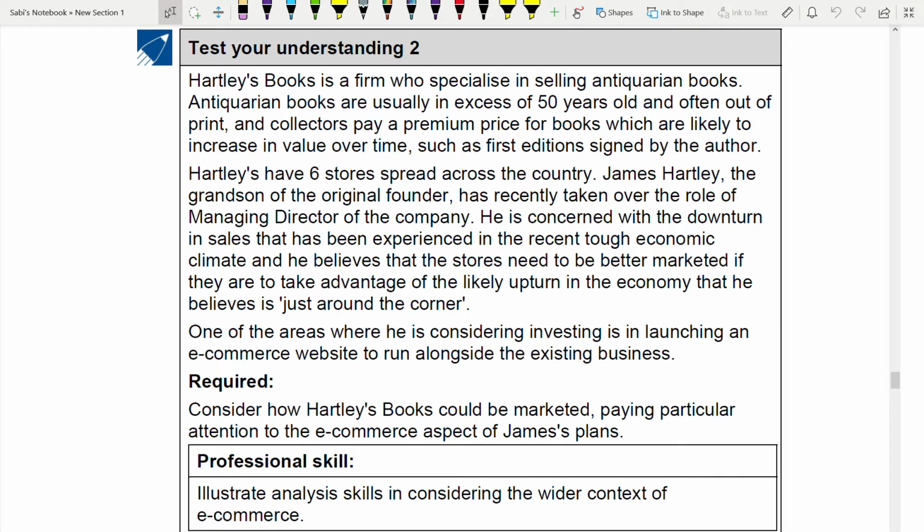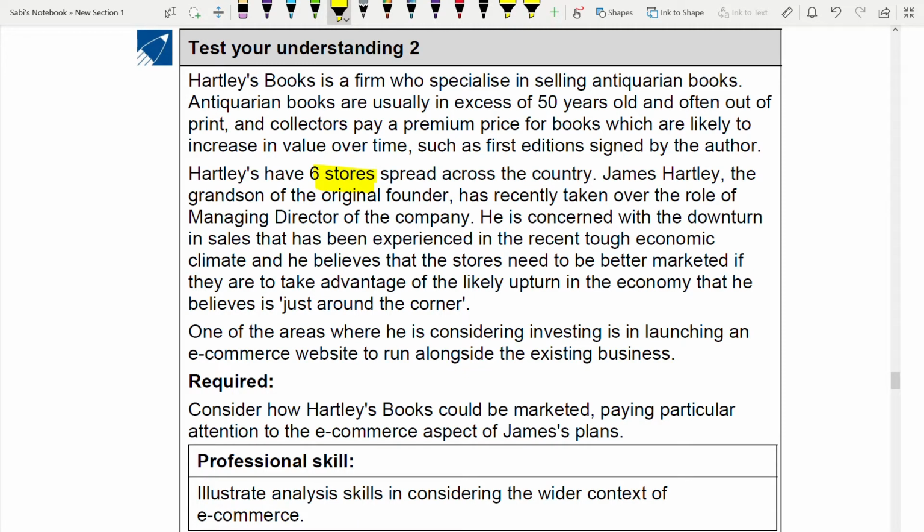So they can charge premium prices for the books, if the value increases over time, for this kind of books. But the problem, and they have 6 stores across the country. Now, the issue is that due to the recent economic climate, if the economy goes into recession, the demand for these books will fall down.